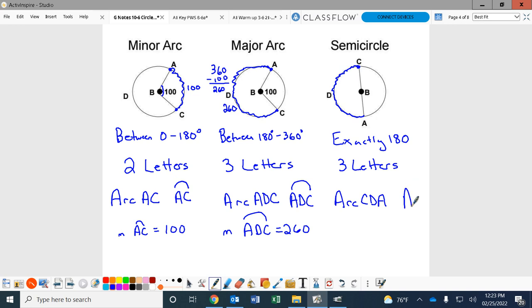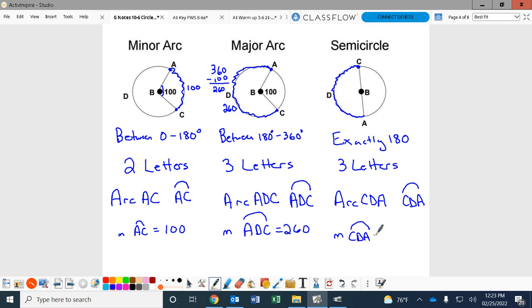Okay. It's also called... excuse me. I could write it CDA with the little arc symbol over the top of it, just so we're clear. You can always do that. Most people name arcs that way. They don't write the word arc. And then the last thing, the measurement of arc CDA.